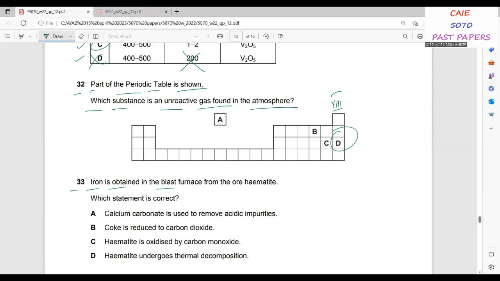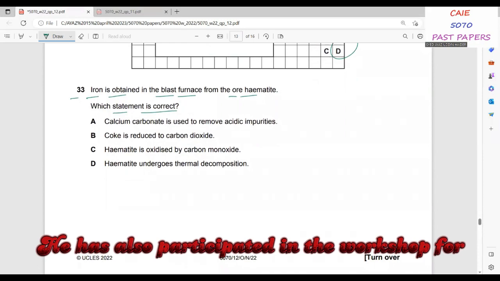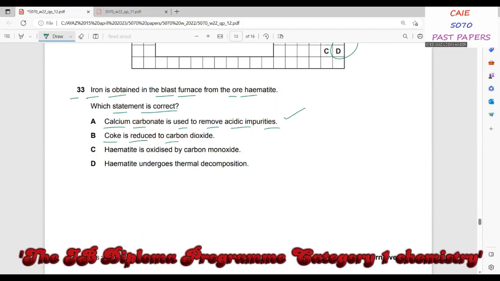33, iron is obtained in the blast furnace from the ore hematite. Which statement is correct? So just related to the question, for obtaining iron in the blast furnace. A, calcium carbonate is used to remove acidic impurities. Yes, this is correct. B, coke is reduced to carbon dioxide. No, it is oxidized. Incorrect. Hematite is oxidized by carbon monoxide. No, it is reduced. This is incorrect. The last one, hematite undergoes thermal decomposition. No, it is reduced by carbon monoxide. So we have only one statement which is correct here, and that is A.